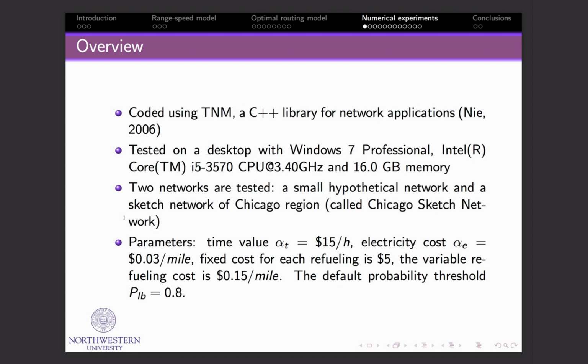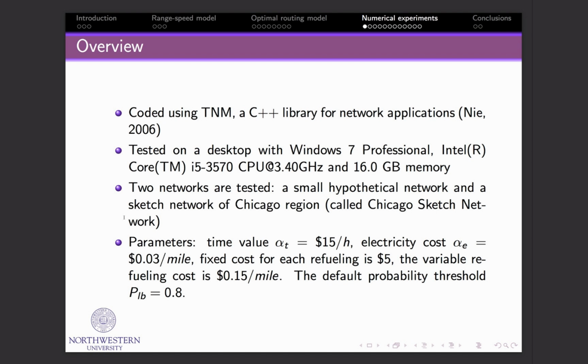So first, it's a small network, and we set the range limit to 25 miles, and we use 8 different speed values ranging from 10 miles to 80 miles. So it's actually the same network as in the previous example. And here are the results.